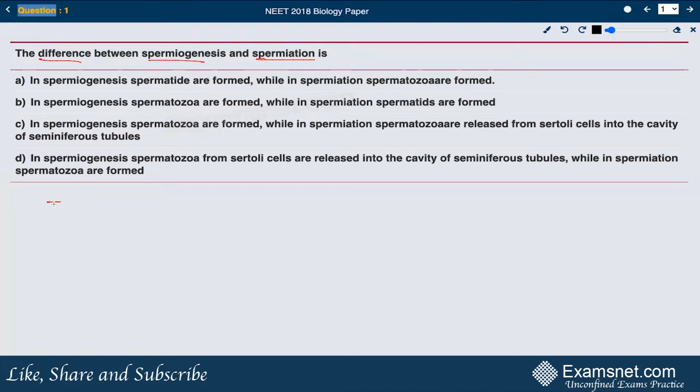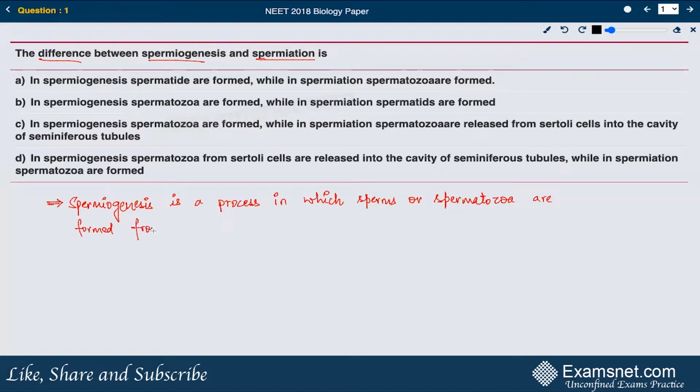Now, spermiogenesis is considered to be a process in which the sperms, which are also known as spermatozoa, are formed from the spermatids. All right. So this is the process.